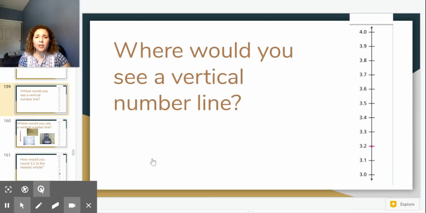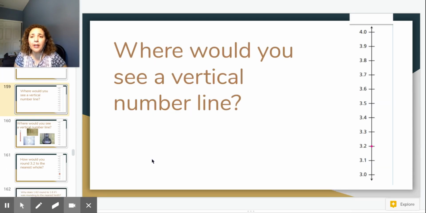All right, before we get started, I want to show you there could be different types of number lines, right? They don't have to all be horizontal. Some number lines are vertical. So where would you see a vertical number line? So stop the video and think about where would you see a vertical number line?